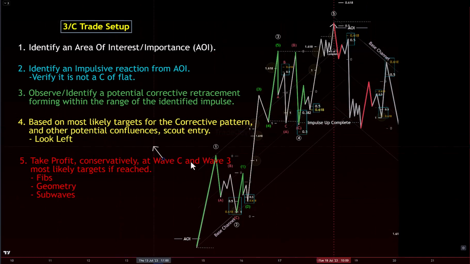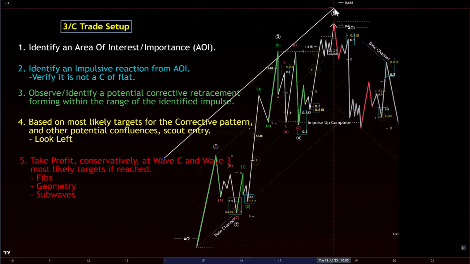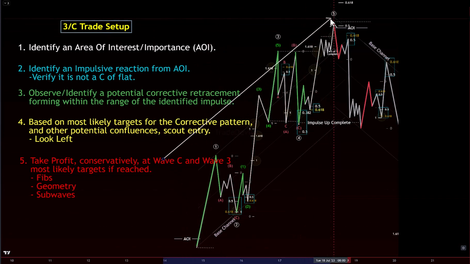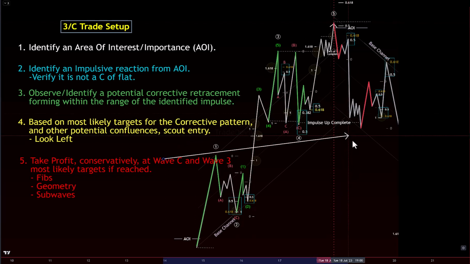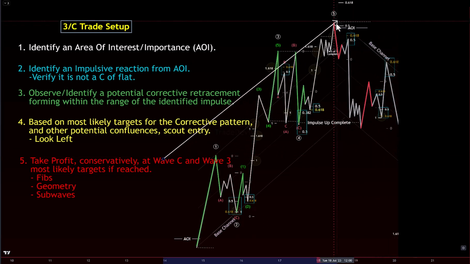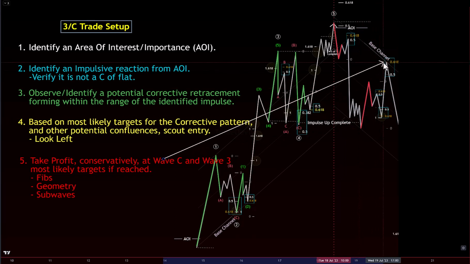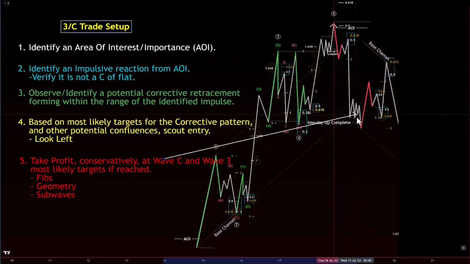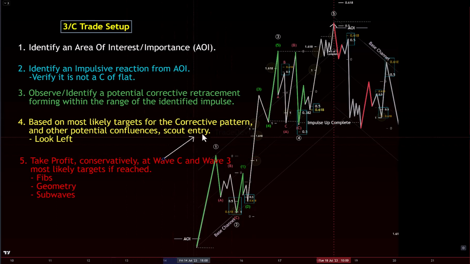So potential confluences, again, we're going to take a fib from this range low to this range high. We're going to look for the most likely target for an internal retracement of a wave 2 or wave B, which is 50 to 618. We're going to look for the wave C to equal the same length as the wave A here. We're going to look left to see if there's any kind of structure over here that it could find support on. We're going to look for all those confluences to scout for an entry.